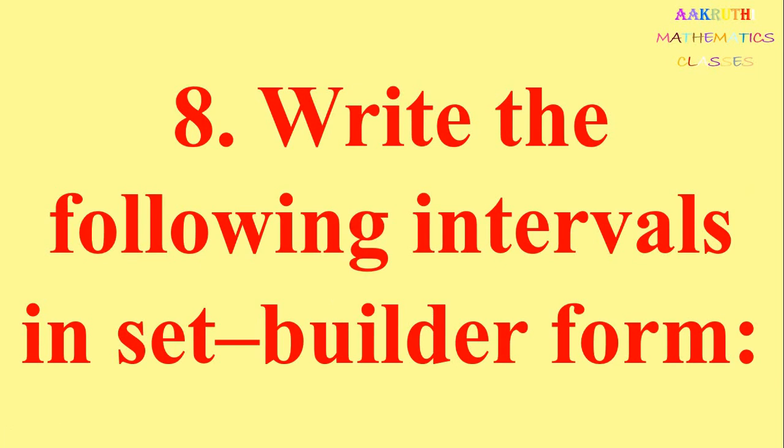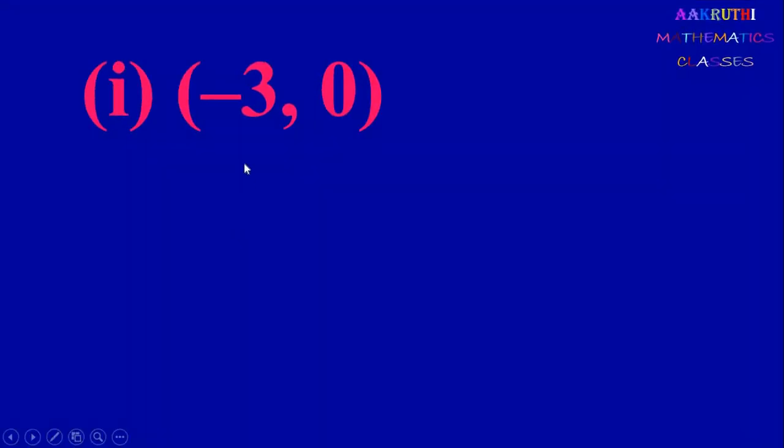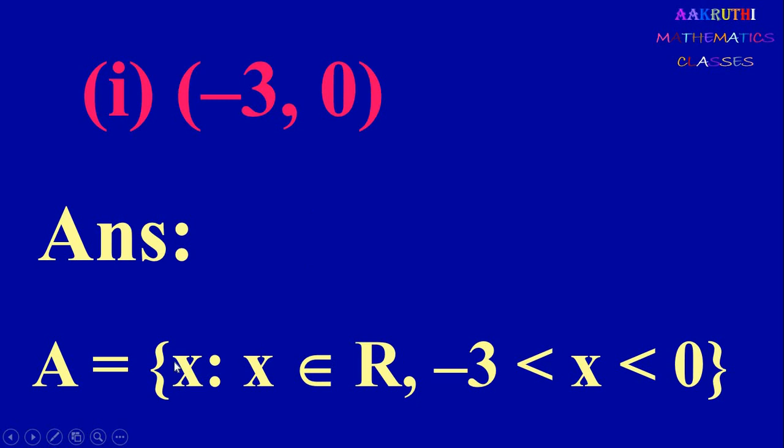Next question. Write the following intervals in set builder form. Now they will give an interval, you write it in set builder form. That interval is the open interval -3, 0. Open interval -3, 0 means it is the set of all x. X should be greater than -3, less than 0. That is, -3 and 0 are not included. So you write set of all x such that x belongs to R. Important here, it should be real numbers. It is not natural numbers or integers. It should be real numbers. All the real numbers in between -3 and 0. Set of all x such that x belongs to R and x should be greater than -3 and less than 0.